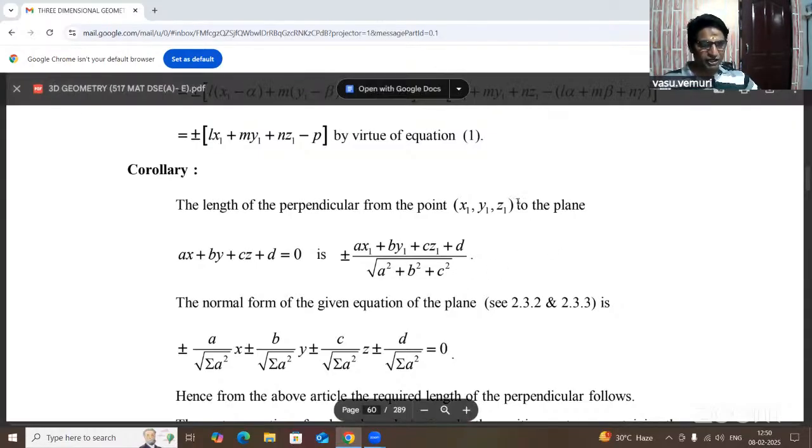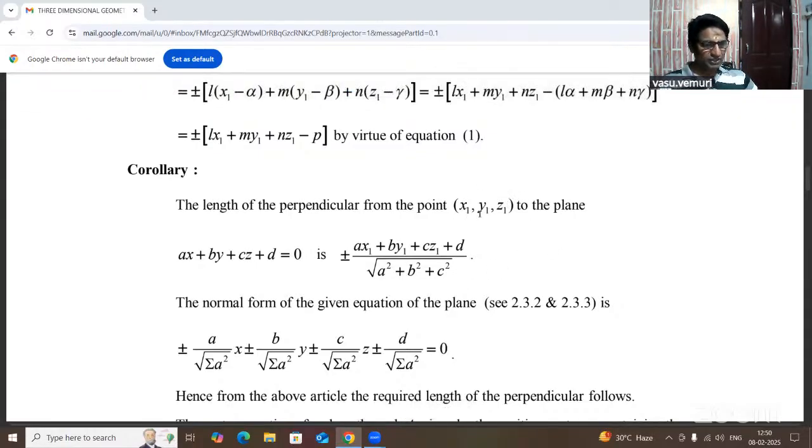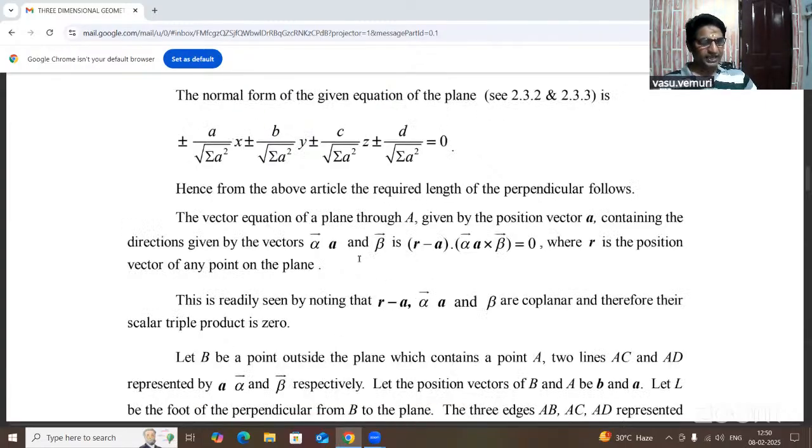What is the perpendicular distance from the particular point? Here the particular point is capital P of x1, y1, z1. This point lies on the surface. Surface means it is nothing but the plane. So that plane is Ax plus By plus Cz plus D equal to 0. That is plus or minus modulus of Ax1 plus By1 plus Cz1 plus D by root of A square plus B square plus C square. This is the particular distance from the point. This is the L value, M value and N value, and the P value is plus or minus D by root of sigma A square.